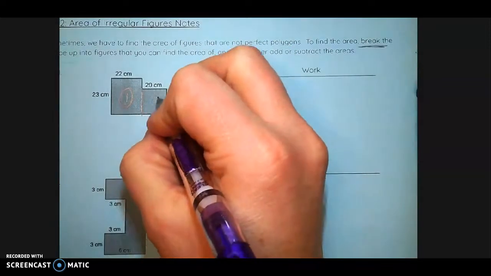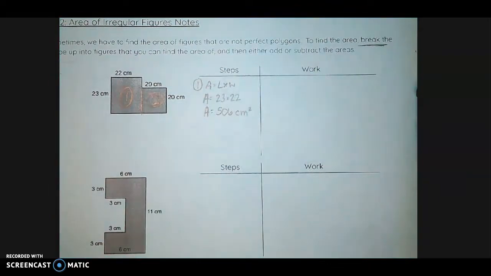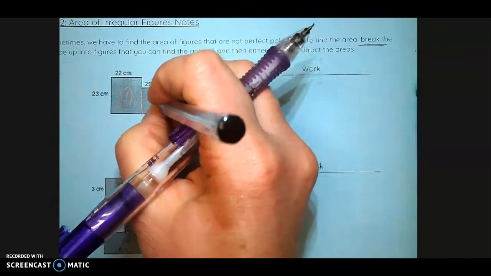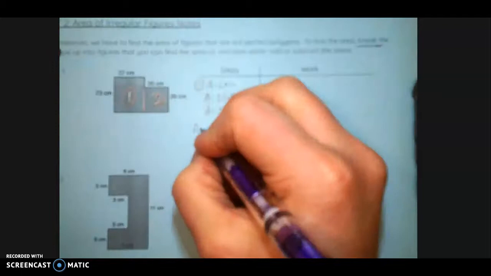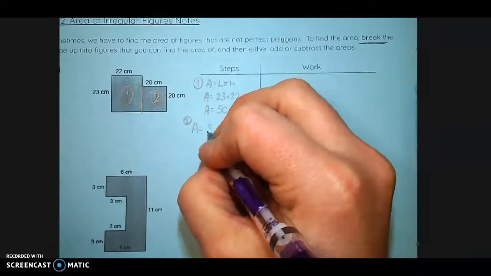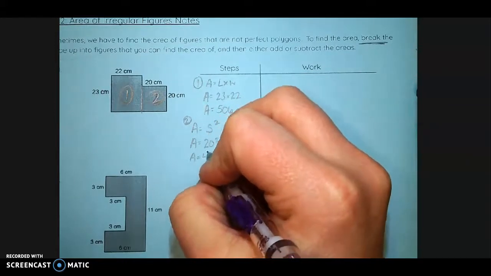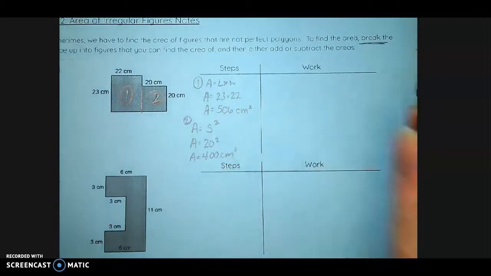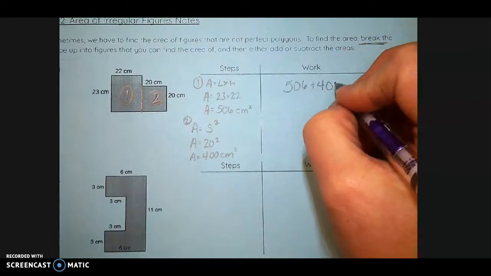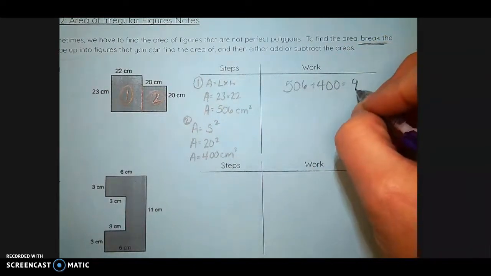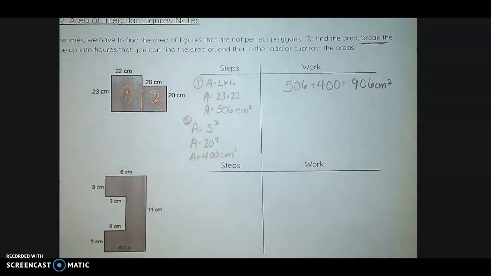Now I have a second part to my figure here, and it is a square there. So in my square, I am going to have side squared. So my side length is 20, and 20 squared is 400 centimeters squared. So that means I have 506 plus 400, and I'm going to get 906 centimeters squared for the area of my irregular figure there.